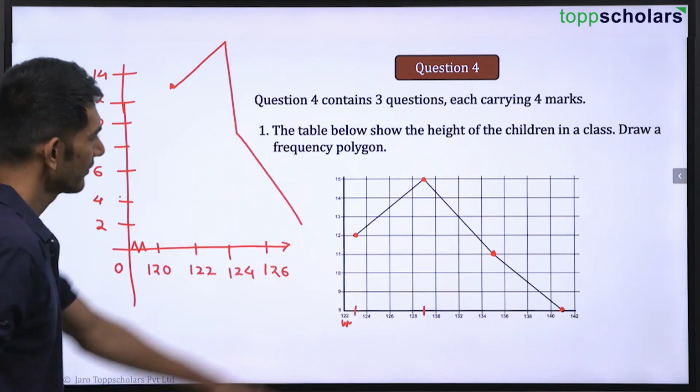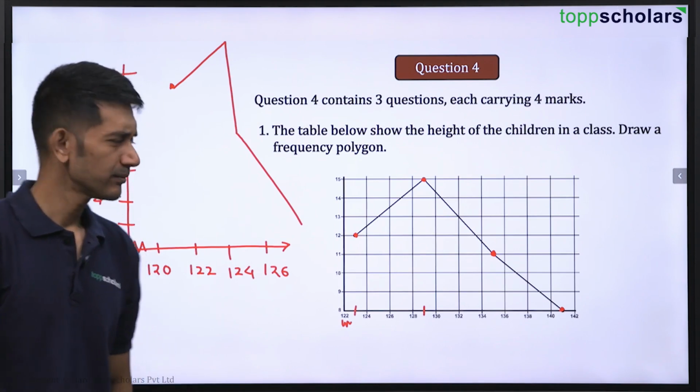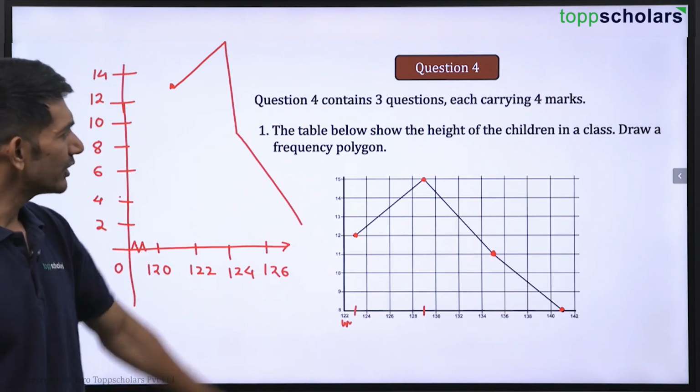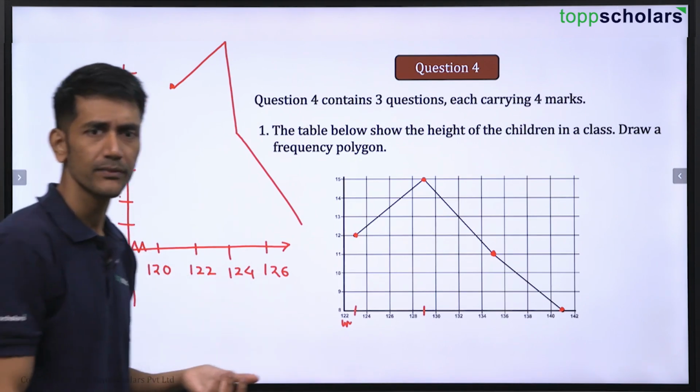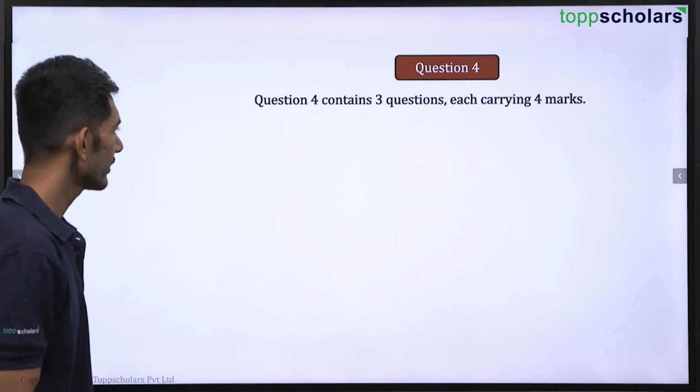Something like this. So that doesn't matter. But make sure that you ideally go with 0 and then draw it. Clear? Okay, let's continue further.